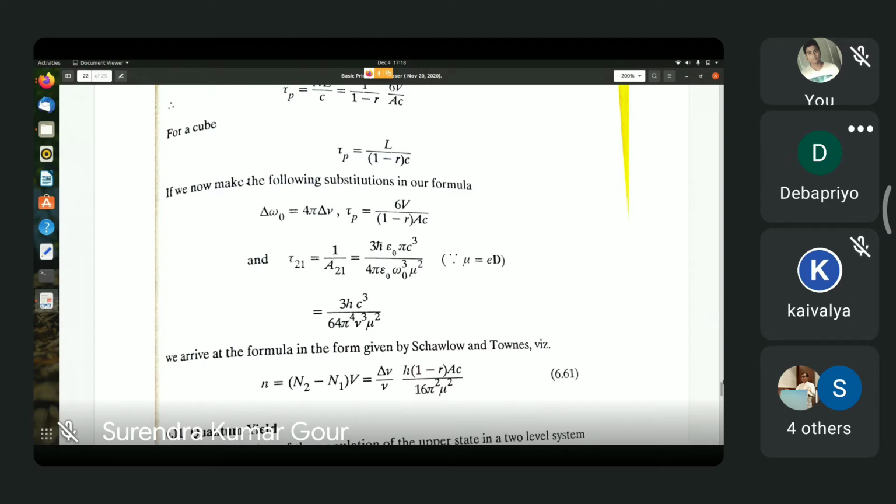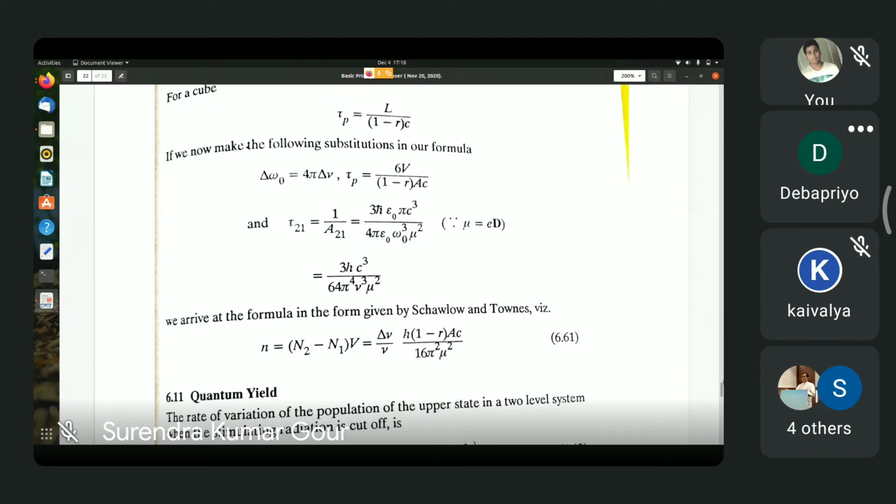Yeah, quantum yield. So what is quantum yield? If you go to the bottom of this page, you will find what is quantum yield. This is the number of emitted photons divided by the number of atoms initially excited to the upper state. Okay, this is how quantum yield is defined.